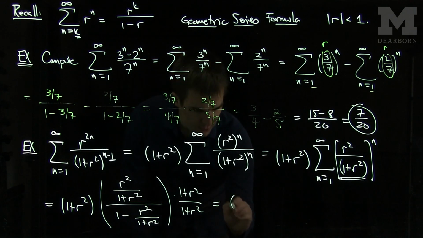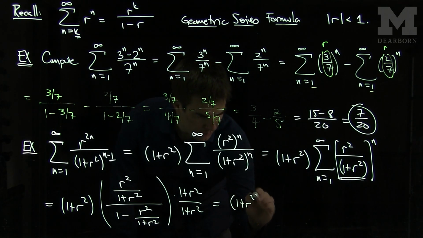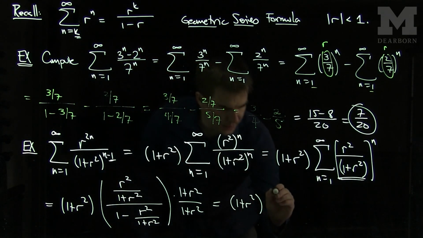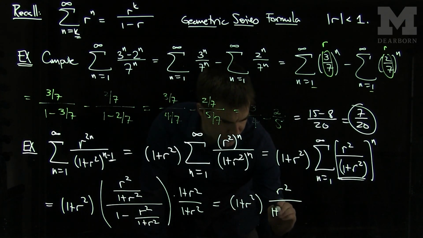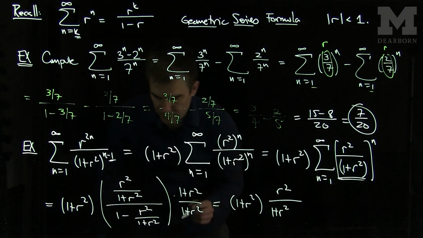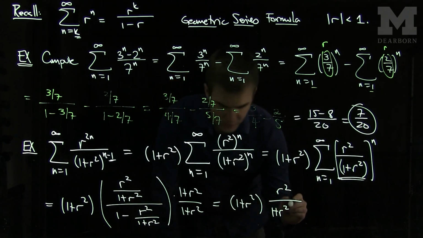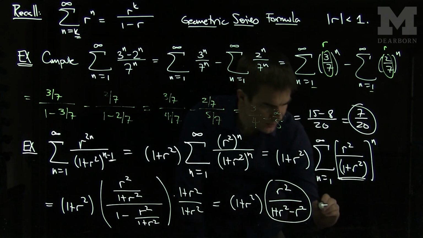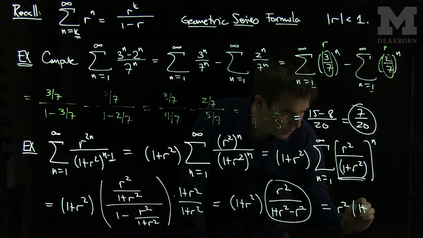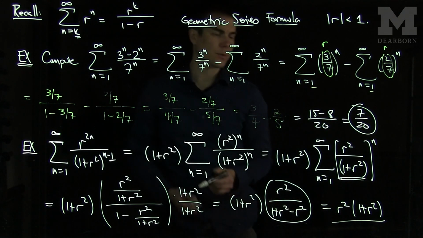And so we'll have a 1 plus r squared out in front, and then we'll have an r squared on top. And then we'll have 1 plus r squared, and then minus r squared in the denominator. So this whole thing will just turn into an r squared. So this will be r squared times 1 plus r squared, and that's the solution to this problem.